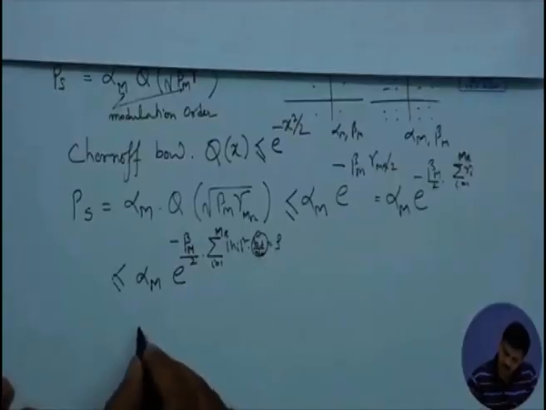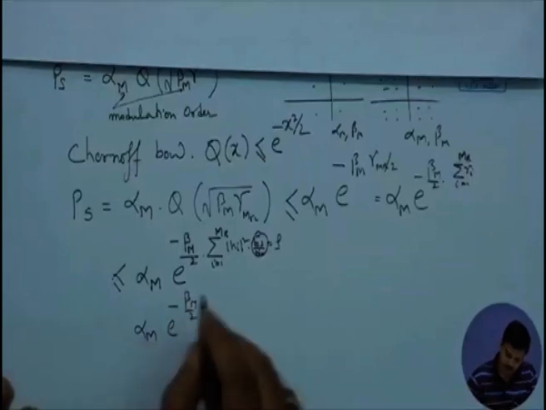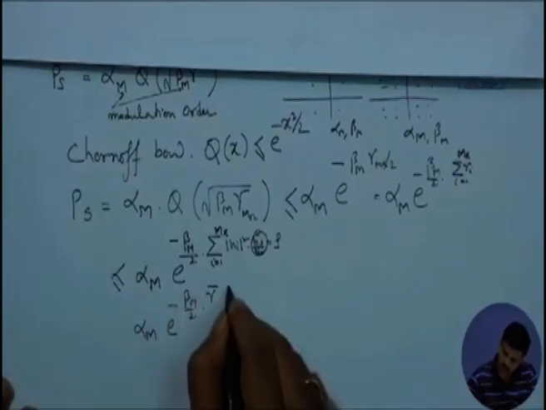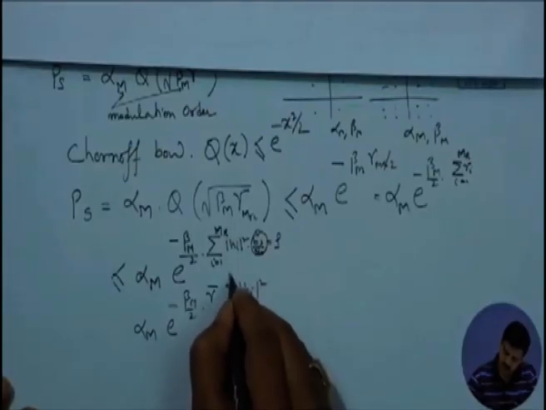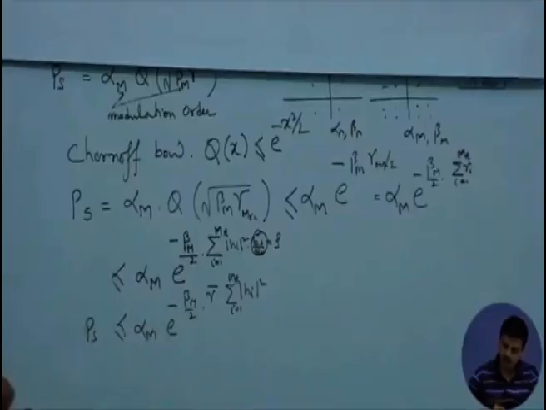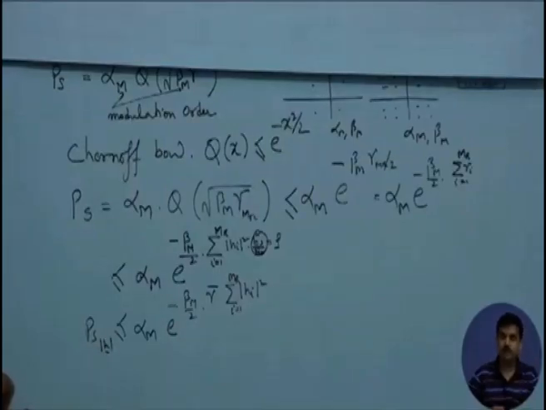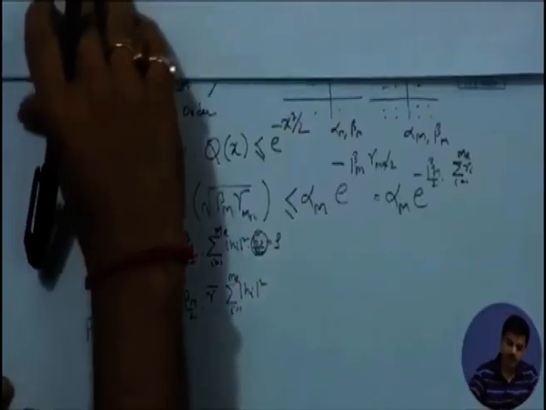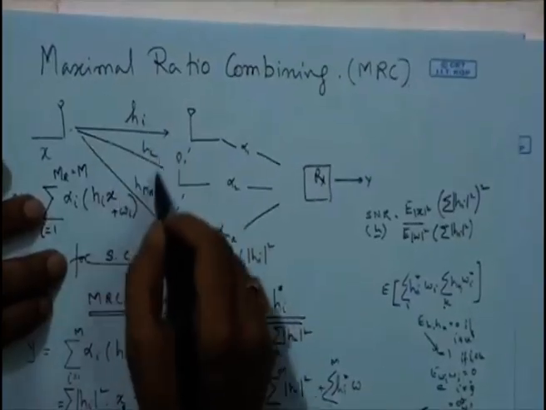Or one could also write this as alpha m e to the power of minus beta m by 2 times gamma bar times the sum of h i squared, i equals 1 to MR. So one could write this as PS is less than or equal to this thing, and this is a function of H. So it's a function of the H vector, that means all the channel coefficients in case of MRC. So it's conditioned on these particular channel coefficients. That's the whole vector that it is dependent upon.